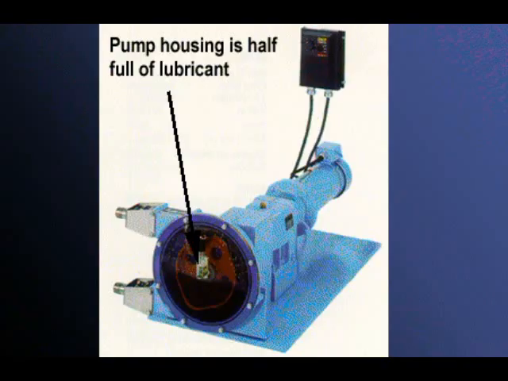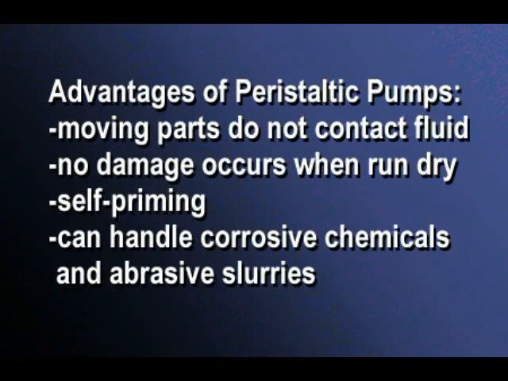A light oil lubricant is placed in the housing to reduce friction between the rotor and the hose. Some advantages of this design are that the fluid being pumped does not contact any of the pump's moving parts. Accidentally running the pump dry will not cause damage. The pump is self-priming, and it can handle corrosive chemicals and abrasive slurries.